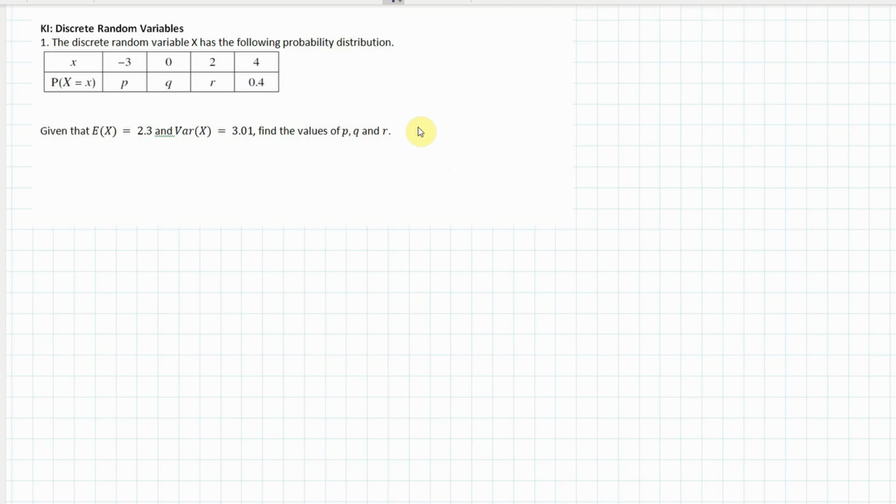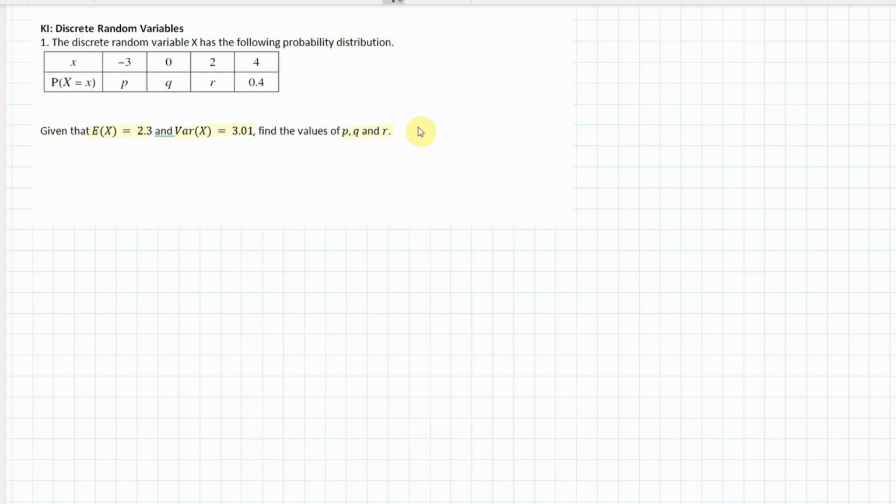Okay, we come now to a discrete random variables question. We've done a little bit of this in class. Well, we've got this probability distribution. We've got X can take on four different numbers, -3, 0, 2, or 4, with the probability for X being one of those values, p for -3, q for 0, r for 2, and 0.4 for 4. And we are given that E(X), the expected value, is 2.3, Var(X) is 3.01, and we've got to find p, q, and r. This is a simultaneous equation sort of scenario.